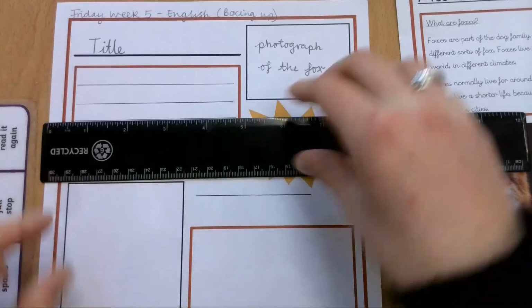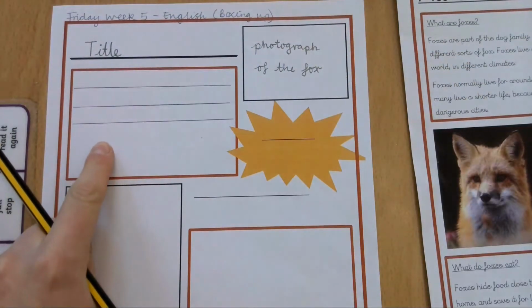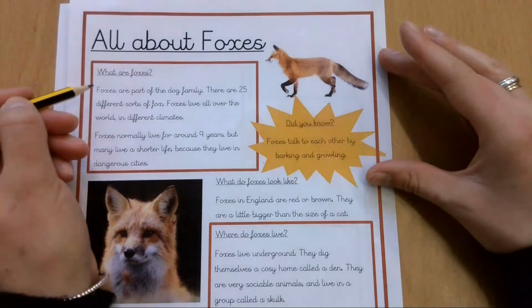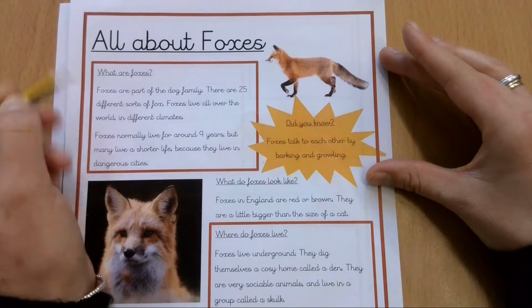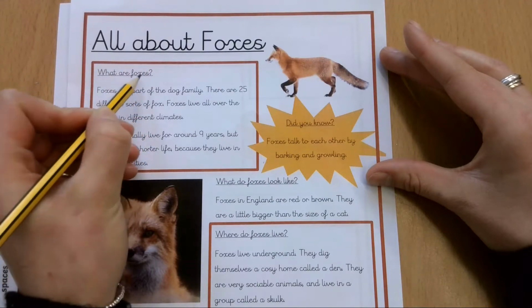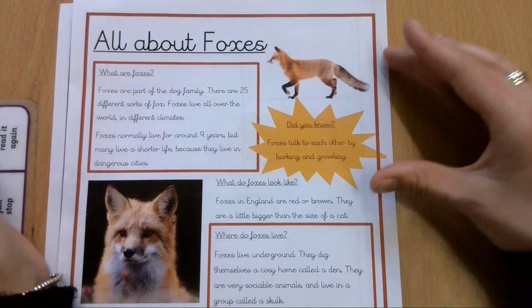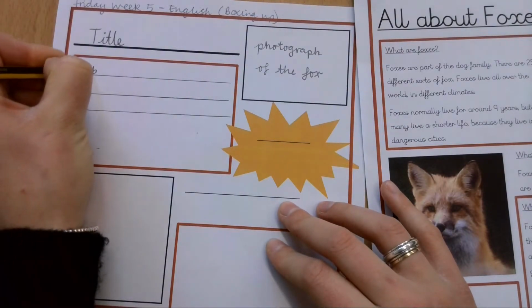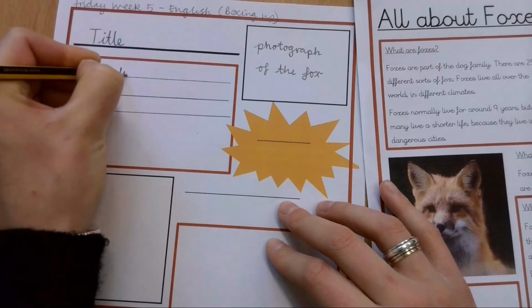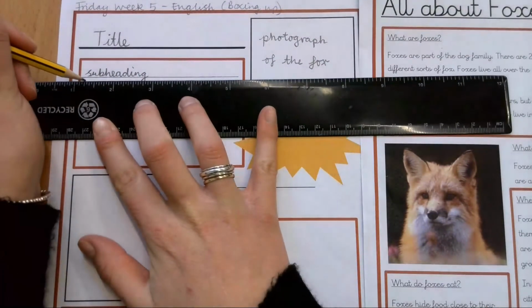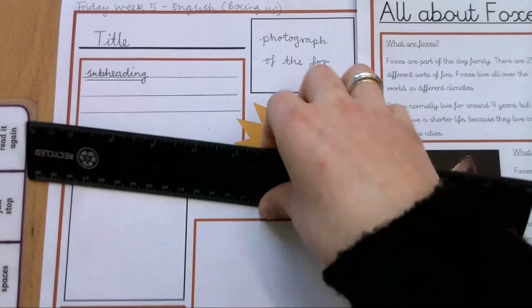So I'm going to have a look at my first box, and we're going to have a look at the features of the text in this box. So what's the first thing that I have? What is this? It's underlined. This is our subheading. So I'm going to put subheading, and I'm going to underline it again so that I know that we always have our subheading underlined.